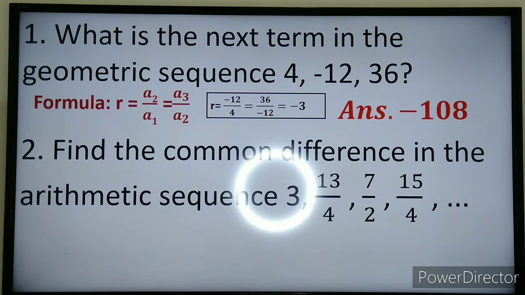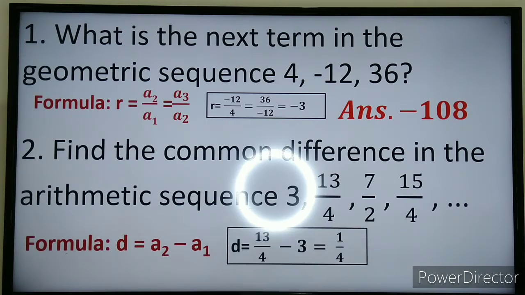So simply subtract the first term from the second term, or the second term from the third term. In this example, we will subtract 13 over 4 minus 3. So what is the result? So this is the formula that you are going to use. D is equal to a sub 2 minus a sub 1. 13 over 4 minus 3, the answer is equal to 1 over 4. Therefore, the common difference is equal to 1/4.